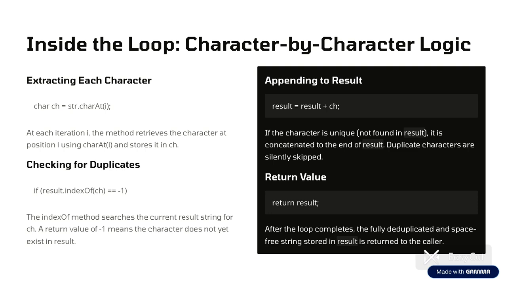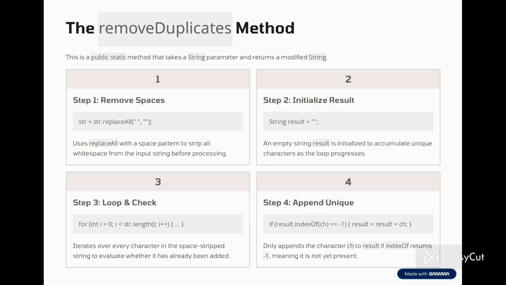Oh, wow. Yeah. So if the character is unique, the code adds it by just saying result equals result plus ch. Right. But what if it's not unique? If the bouncer does find the character, say the second g in programming, indexOf returns its position. The condition fails, and the loop just silently skips to the next letter. Okay, so the order of the letters stays intact. The word programming just becomes progamin. Exactly. There's no alphabetical sorting. It strictly reflects the chronological first appearance of each unique character.